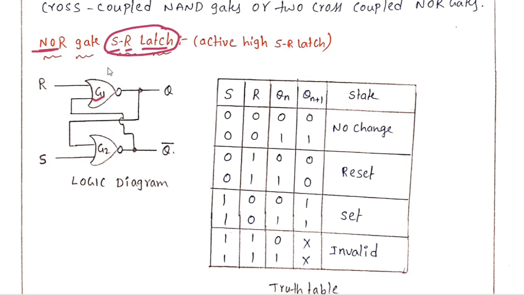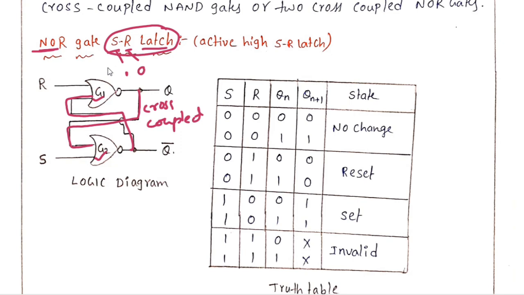Here G1 is a NOR gate, and G2 is a NOR gate. The G1 output is given to the input of G2, and the G2 output is given to the input of G1. This is called cross coupled. So two NOR gates are cross coupled with each other. S means set, which is 1, and R means reset, which is 0.